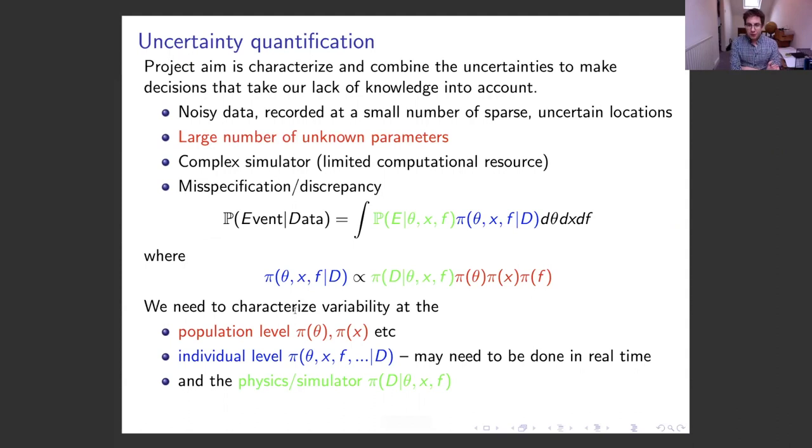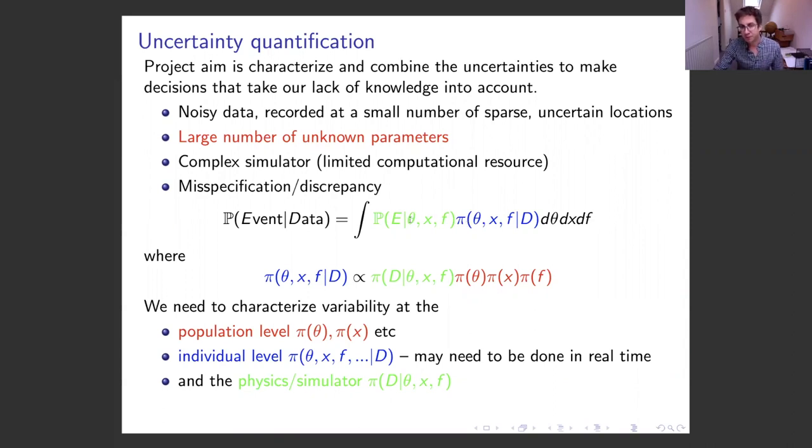So just to break down a little bit about what we're going to do here, there's an event we want to predict the probability of. So we want to predict, for example, the probability of a patient suffering from atrial tachycardia after a particular surgical intervention, after a particular ablation. We want to predict that probability on the basis of some data. So the way we're going to break the calculation down is into the probability of the event if we knew all the parameters, all the properties relating to that individual patient.